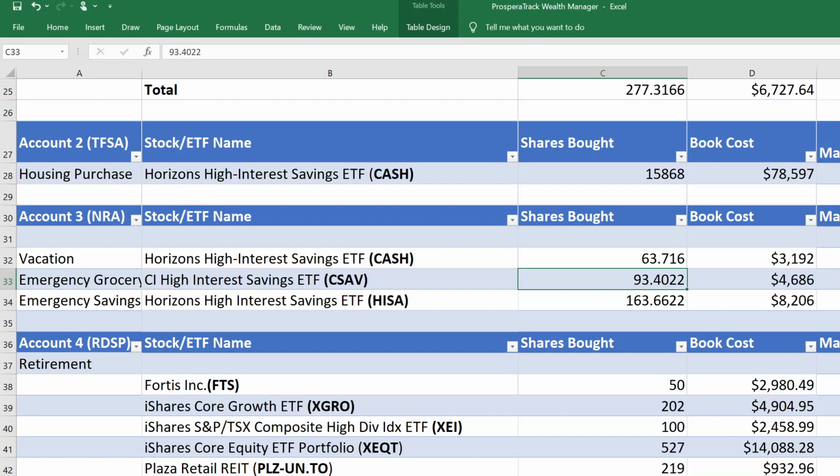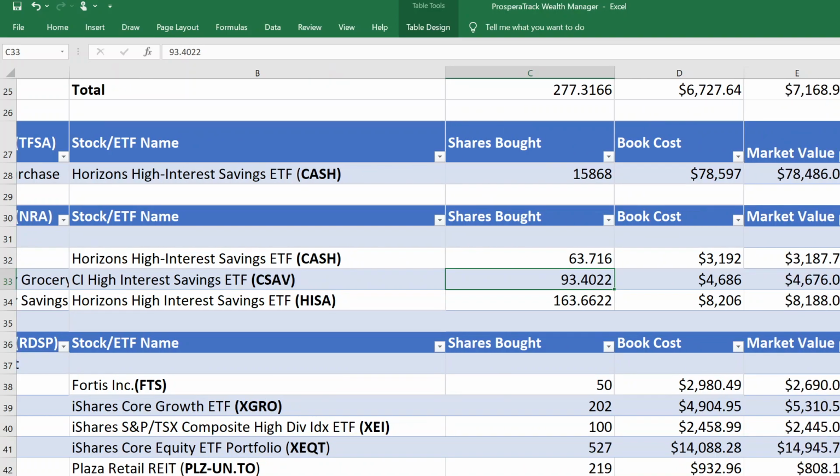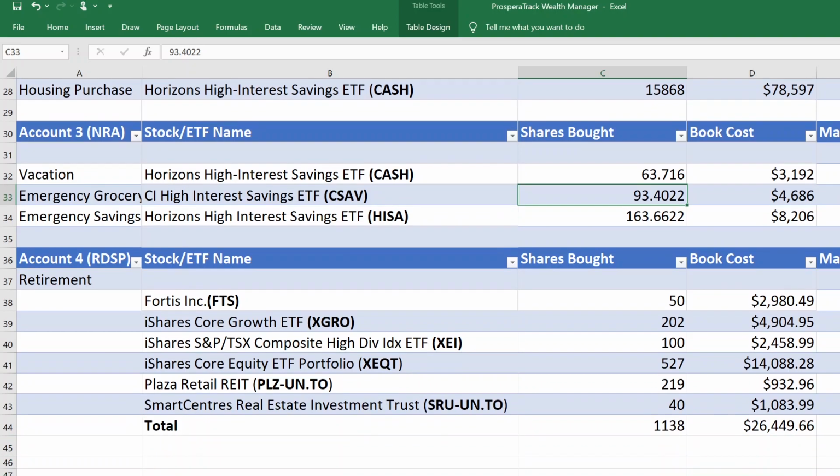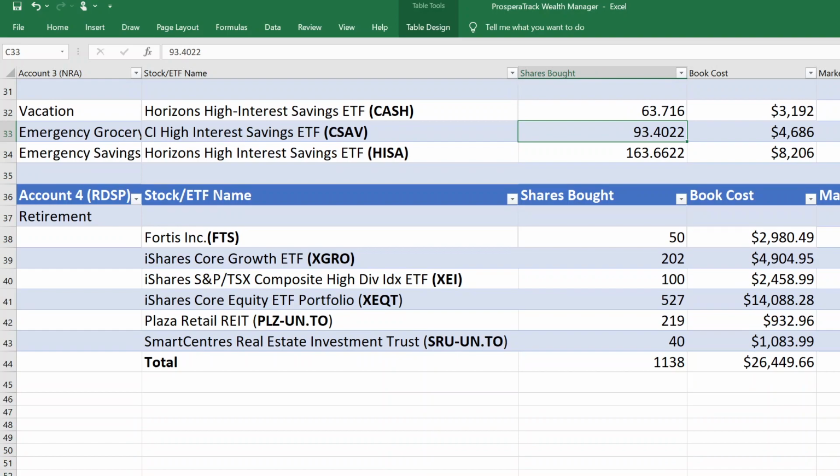My main emergency savings is currently my high interest savings account, currently sitting at 163.61.66 shares, currently valued at 8,206, and the market value is 8,188. Again, I'm expecting distribution for this one, so the value of it should change at some point in the coming weeks.